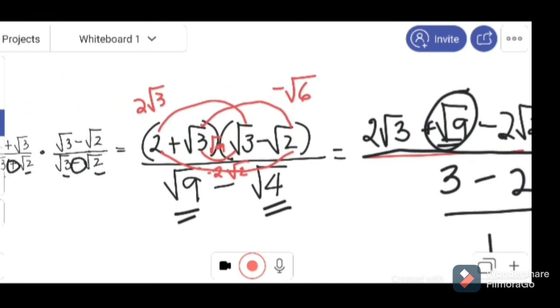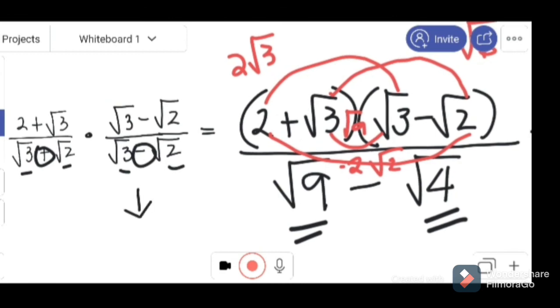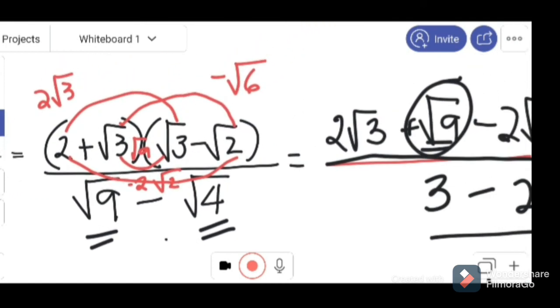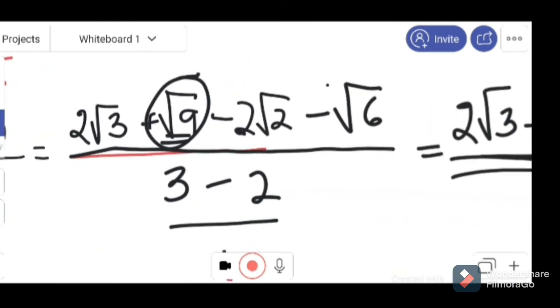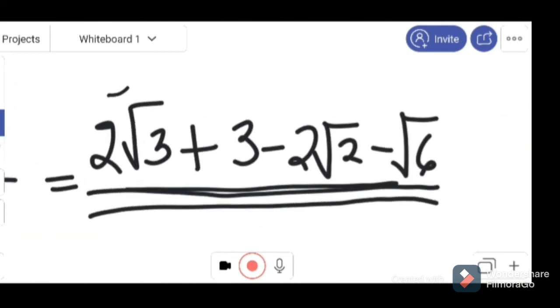Let's have the steps to simplify. Step 1, we are going to get the conjugate. Step 2, we multiply these two using the FOIL method. We are going to simplify. This is the next. After we simplify the denominator, we will also simplify the numerator if there are numbers that can be simplified. And then final answer is this.